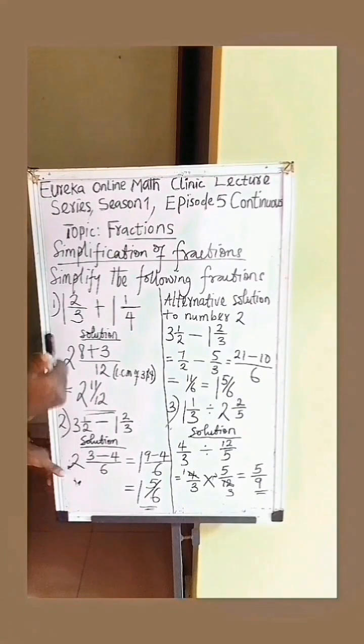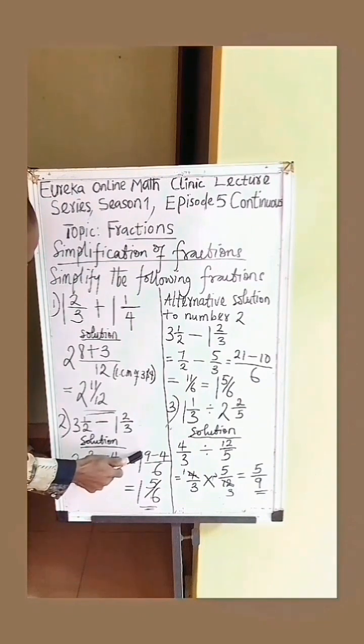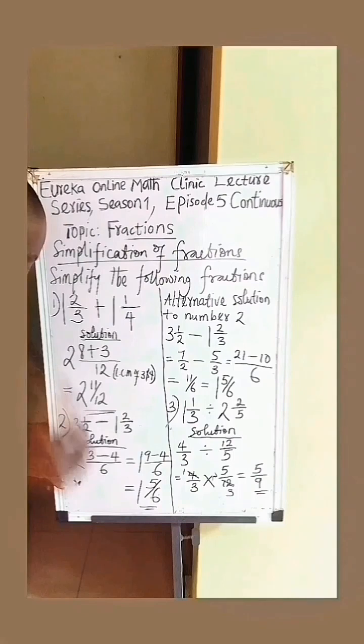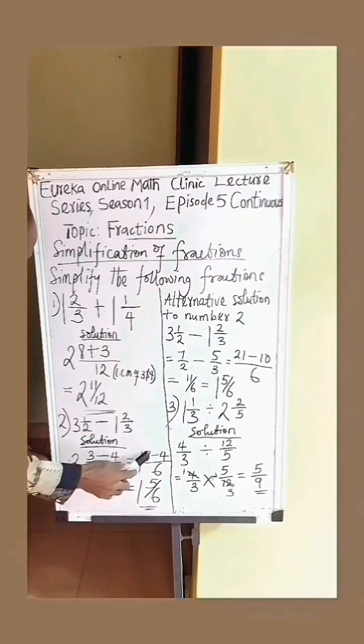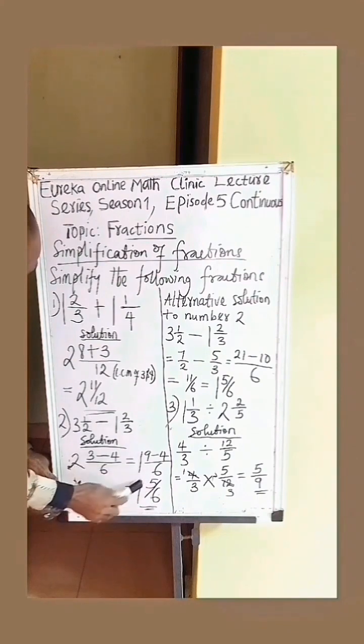So we borrow 1 from here, and that 1 is 6. The quantitative value of that 1 is 6. So when I say 6 plus 3, that gives us 9. When we borrow 1 from here, 1 will be remaining. So that's the 1 whole number here. The value of that 1 we borrowed is 6. So 6 plus 3 gives us 9, and 9 minus 4 gives us 5. So we have 1 whole number, 5 over 6 as our answer.